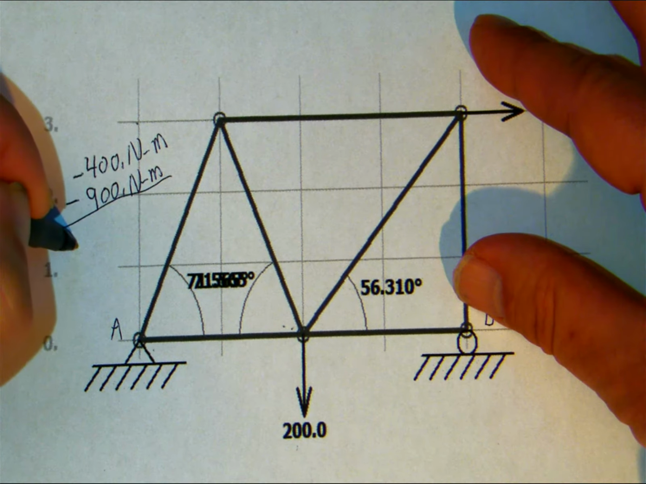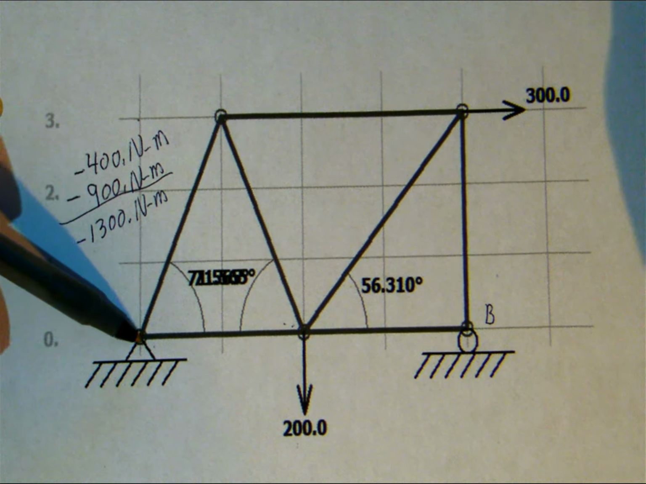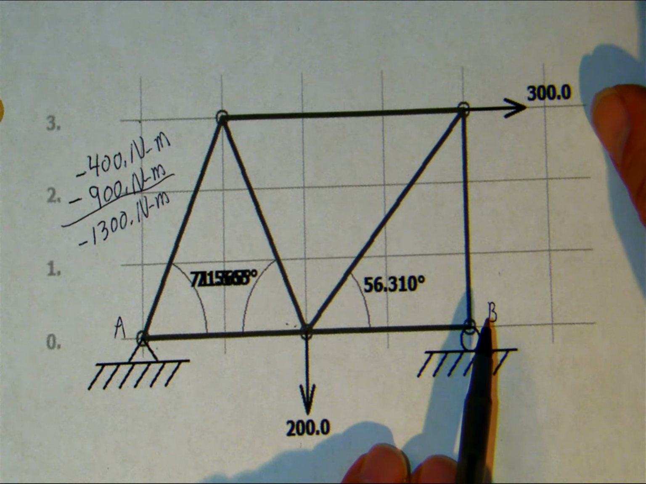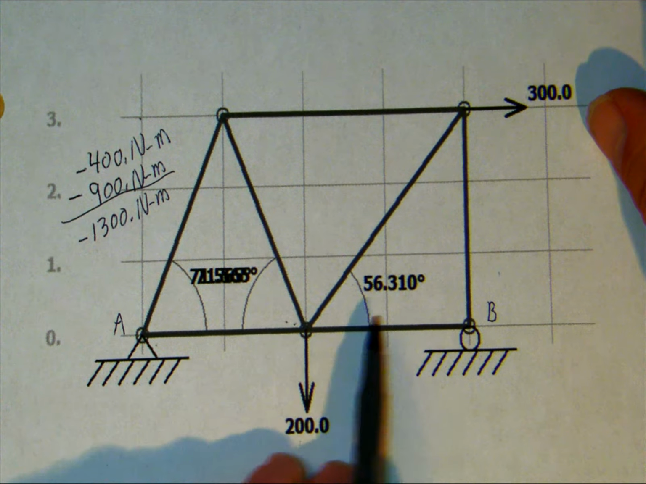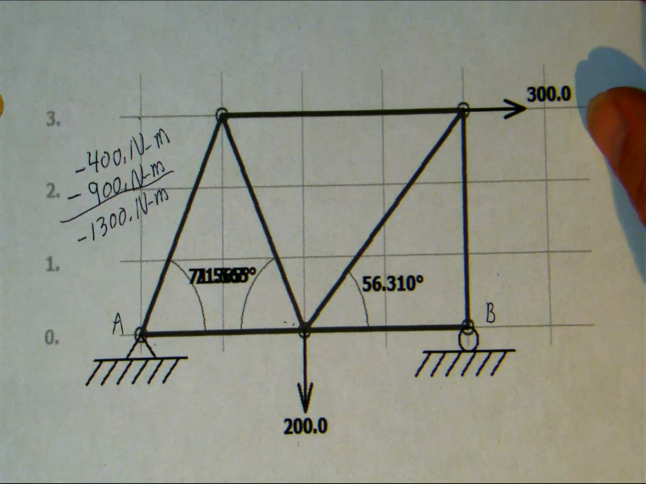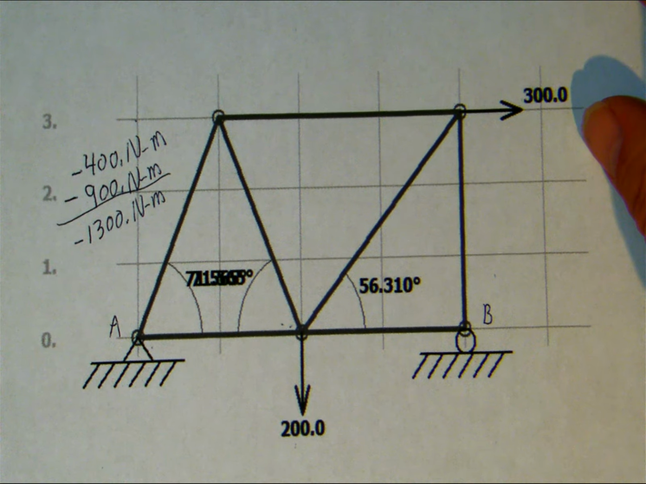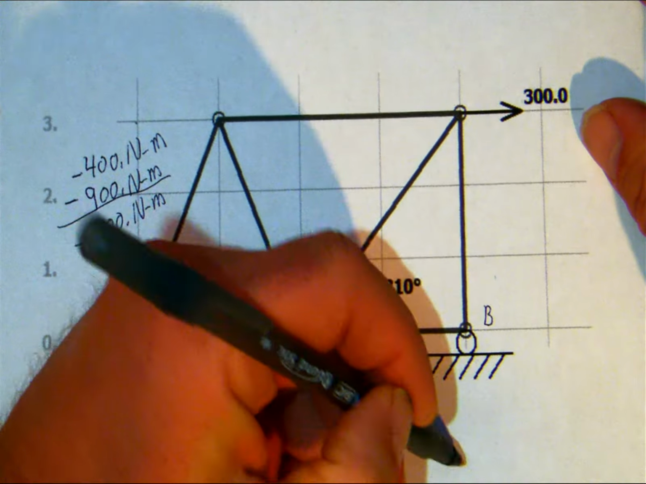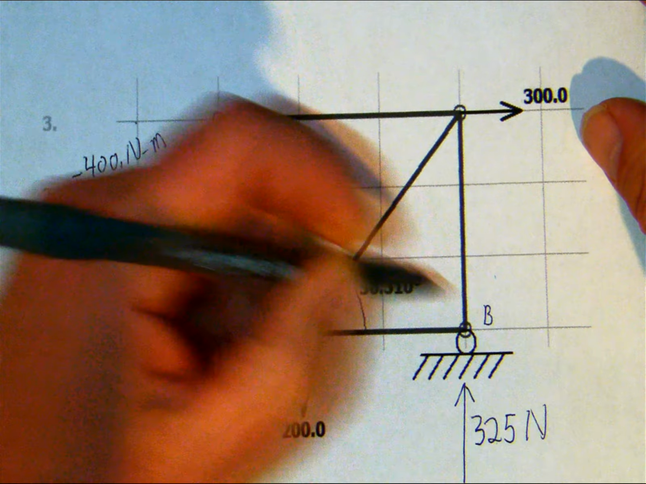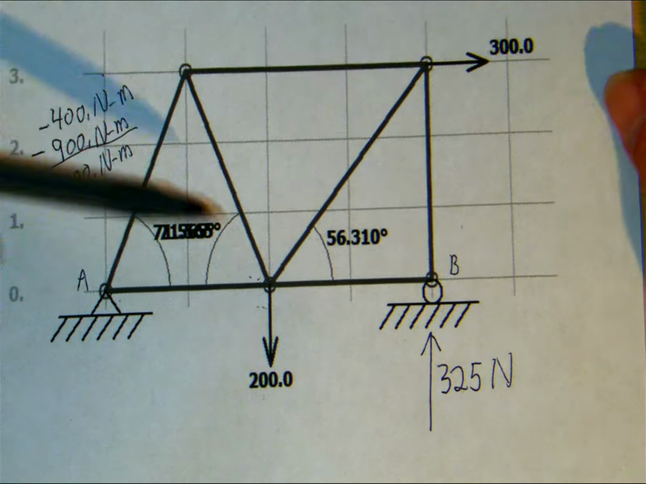Summing them together, I have negative 1,300 Newton meters of moment acting about point A. All of that can only be canceled by an upward reaction force acting through point B, 1, 2, 3, 4 meters from A to B. So negative 1,300 Newton meters divided by 4 is a value of 325 newtons acting upward at B to cancel the moments caused by these two loads.